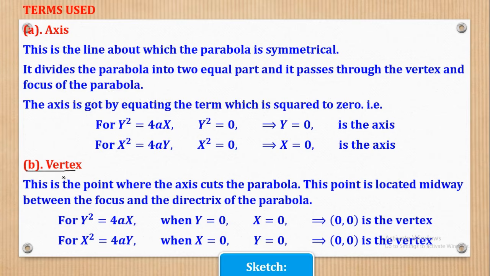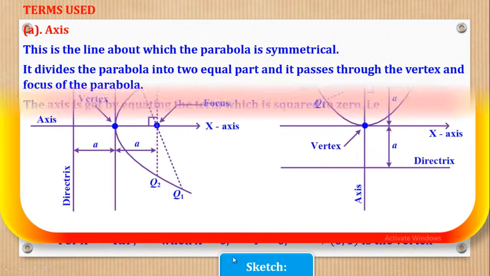Now we shall go to the vertex. This is the point where the axis cuts the parabola. This point is located midway between the focus and the directrix of the parabola. Now that statement is very vital. Let us look at the sketch again.